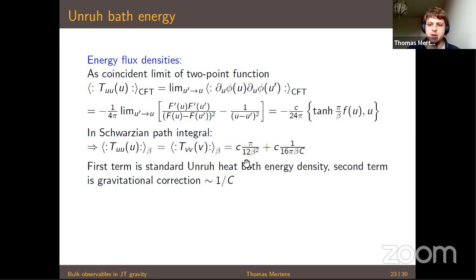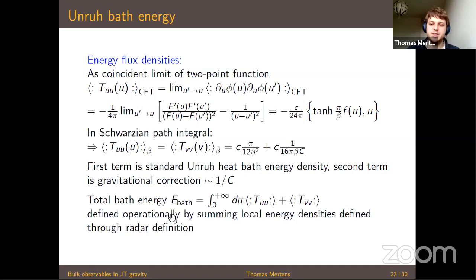If you do the Schwarzian path integral, you find two terms. The first one is the standard Unruh heat bath energy density you find in textbooks, specialized to the AdS2 case, of course. And then you have a 1 over big C correction. So this is a quantum gravitational correction to the energy densities. The total energy in the heat bath surrounding the black hole can then be defined by taking these two light cone components and summing them along a spatial slice, of course. That will be one way of computing the total energy contained in the heat bath, but defined operationally now by summing these local energy densities that are on their own defined through this radar definition.